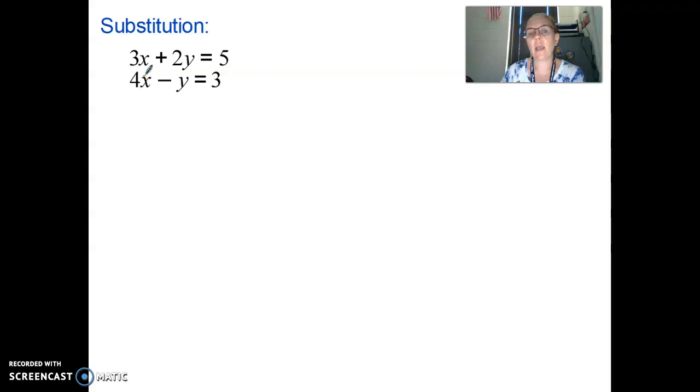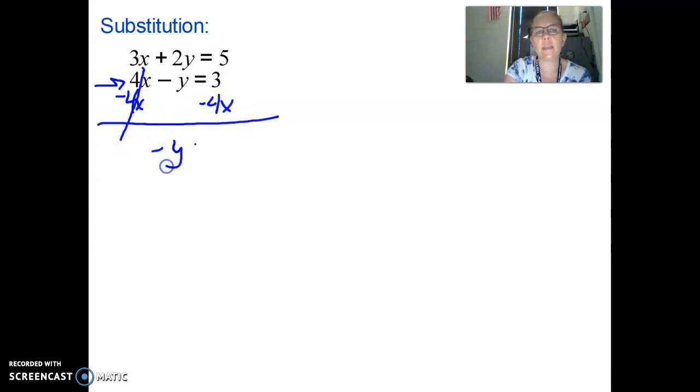It doesn't matter. I want to pick the one that has a coefficient of 1 or negative 1. In this case, that y right there has a coefficient of negative 1, so that's the one I want to pick. I'm not picking it because it's y. I'm picking it because it has a coefficient of negative 1. All right, let's work to get that y by itself.